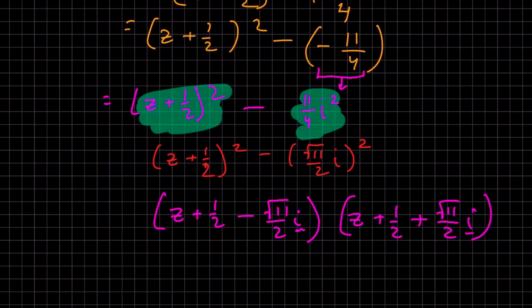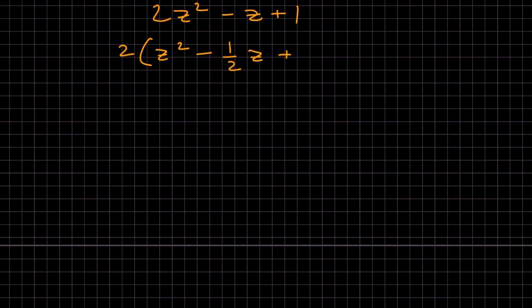Okay, let's try this with one more equation, again with a coefficient out the front. So let's try 2z squared minus z plus 1 as our example. Same thing as before. We're going to first factorize out this 2 so that we can then continue to complete the square. So we're going to factor out the 2, leaving us with z squared minus 1 over 2 z plus 1 over 2. Now we can continue to complete the square for this part of the equation.